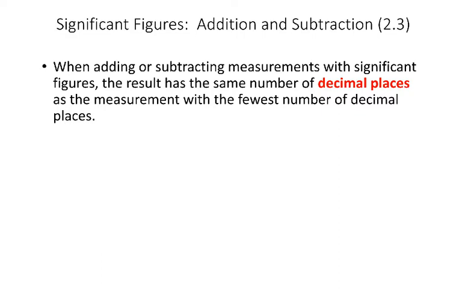When we're adding and subtracting, to figure out how many significant figures our final answer should have, it's not about how many significant figures the numbers that we're adding and subtracting have, it's about how many decimal places we know. So when we're adding and subtracting, the number that has the least number of decimal places, that's how many decimal places our final answer can have. All right, I think it might be more clear if we do some examples.